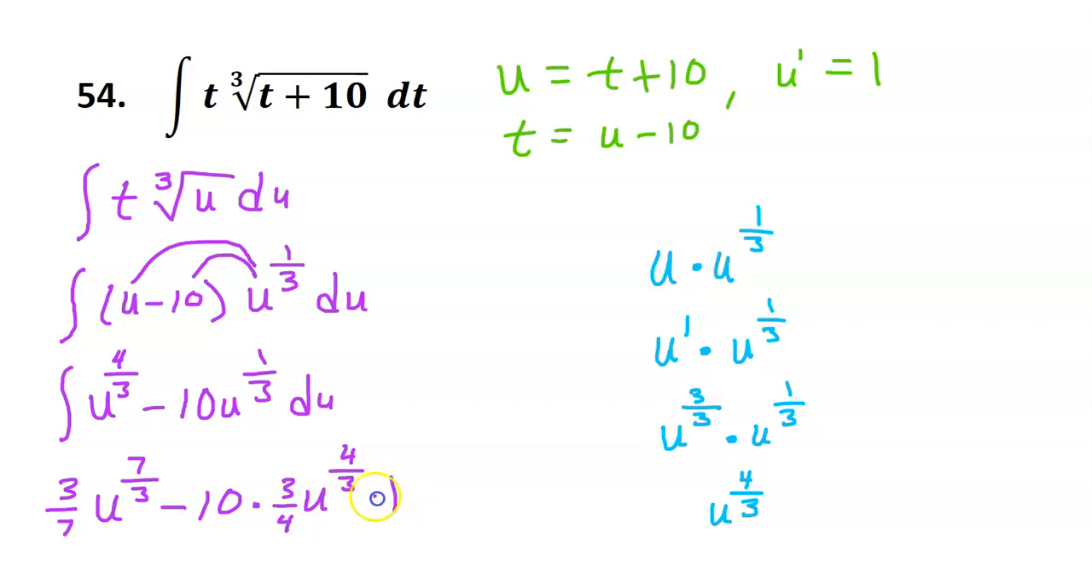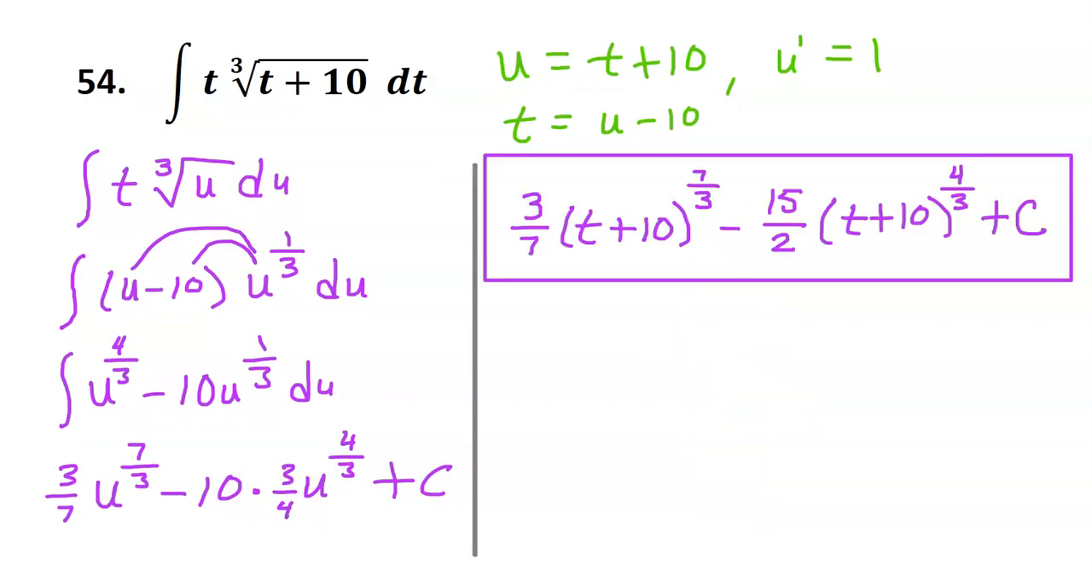And don't forget your plus c. I got this final answer by substituting t plus 10 back in for u. Also, 10 times 3 over 4 is 30 over 4, which reduces to 15 over 2.